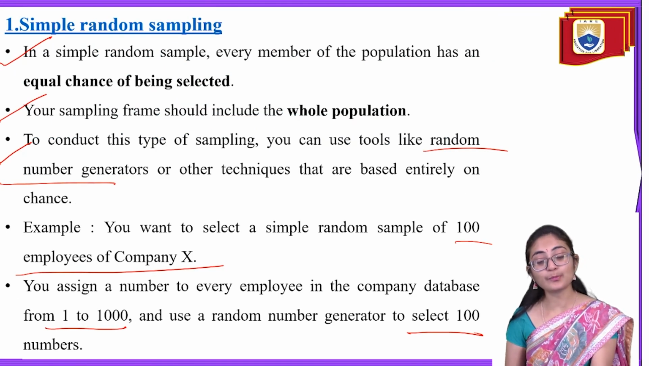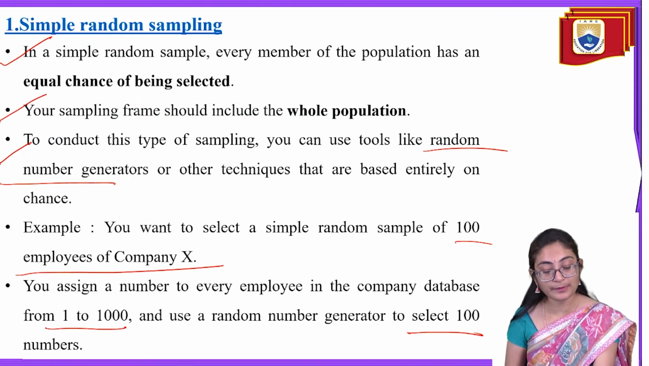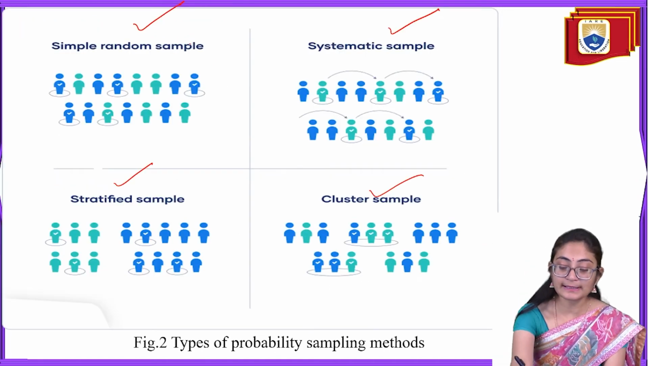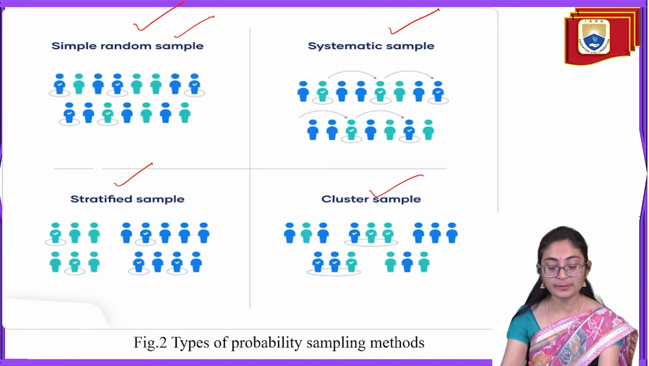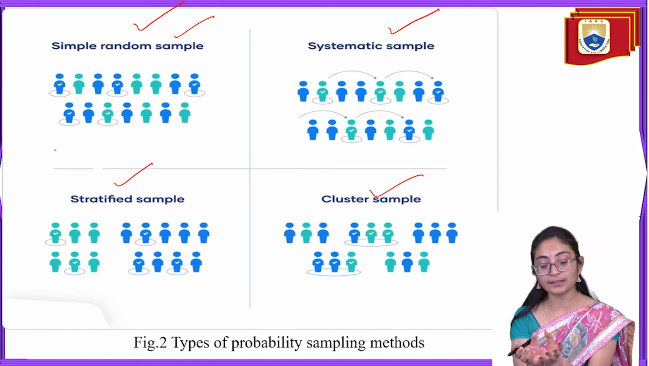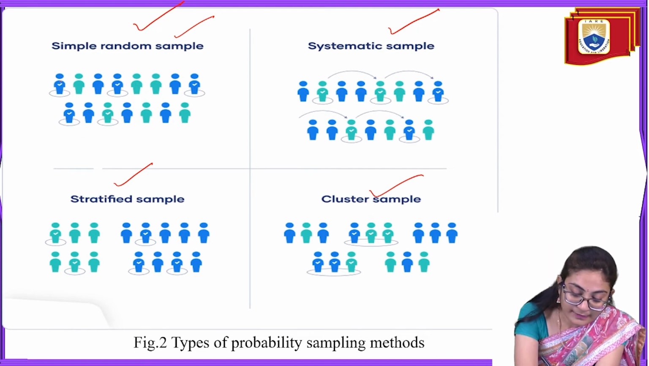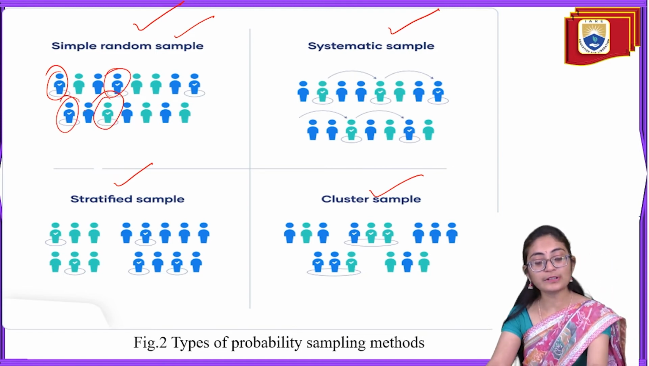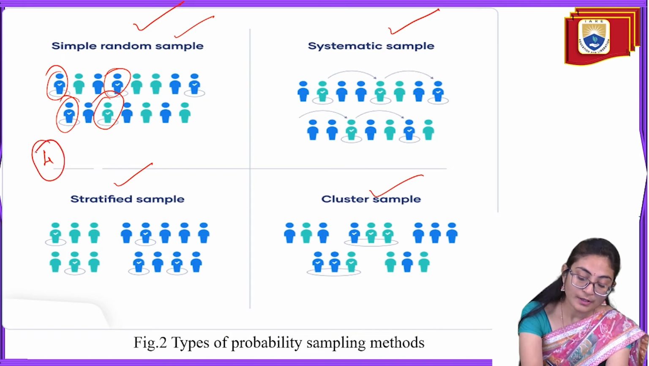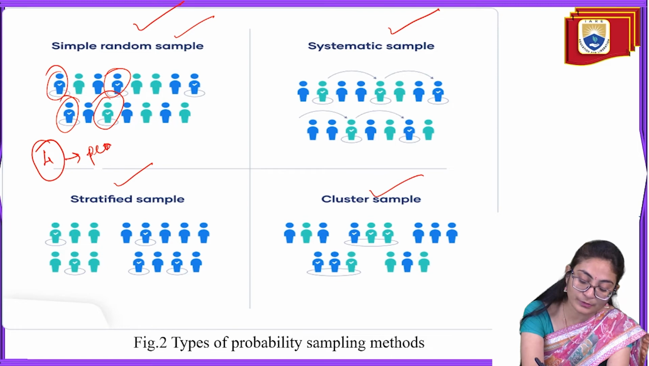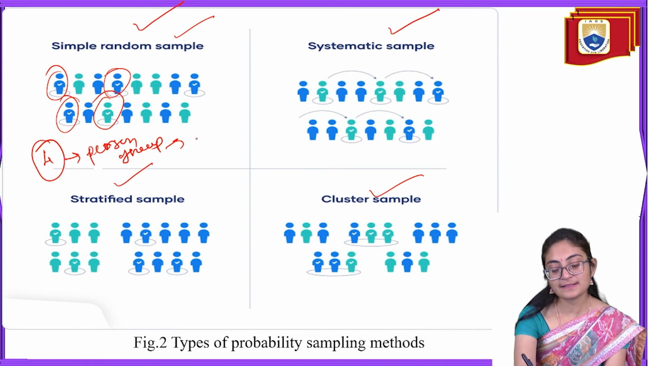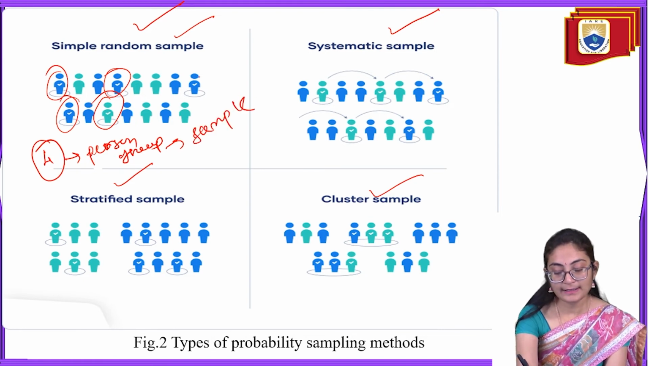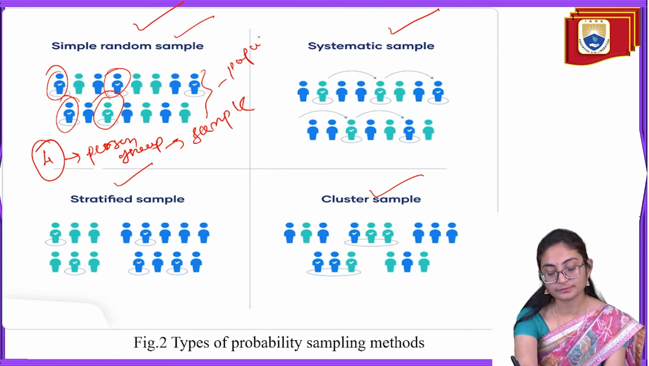This is an example of simple random sampling. In simple random sampling, you are just selecting a group of people, 1, 2, 3, 4. I selected from this. That means this four-person group is my sample, and this is the population.